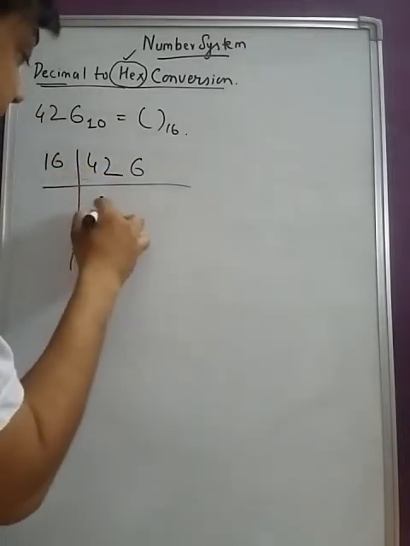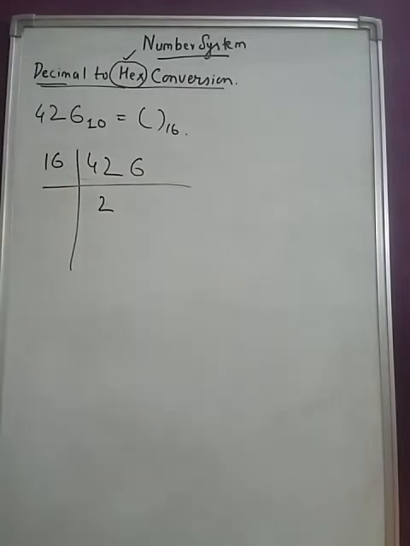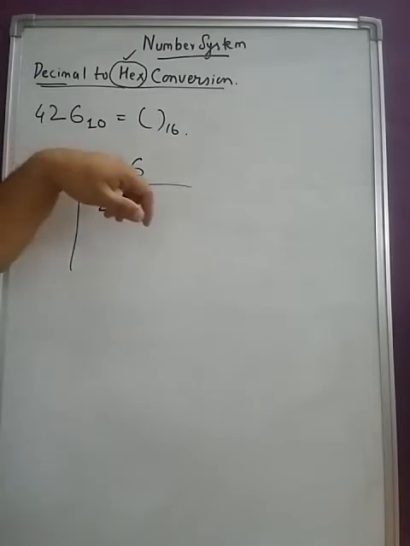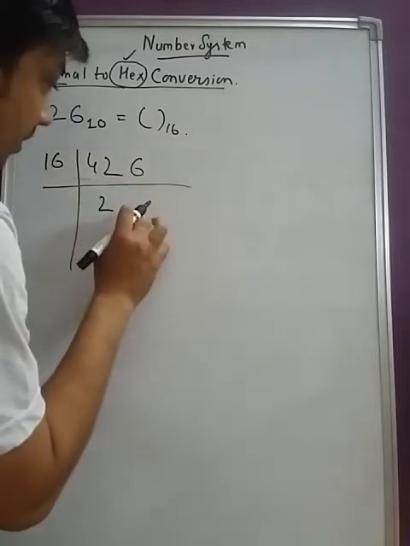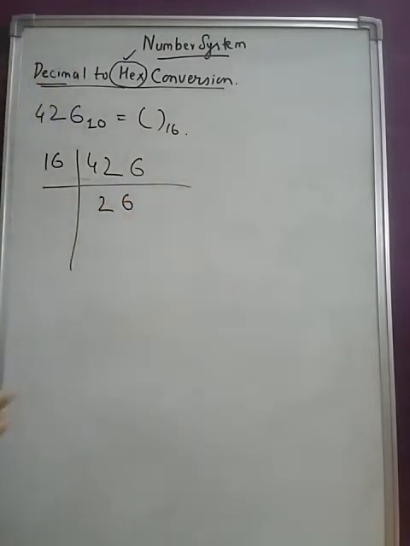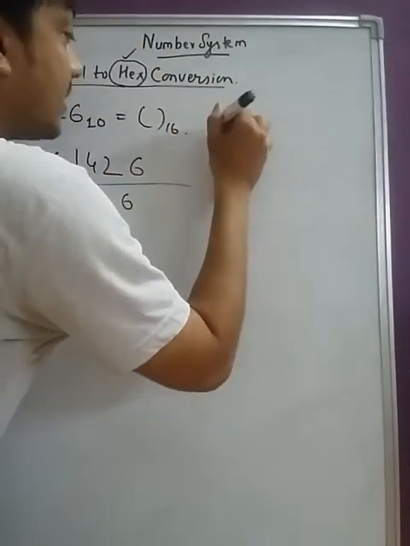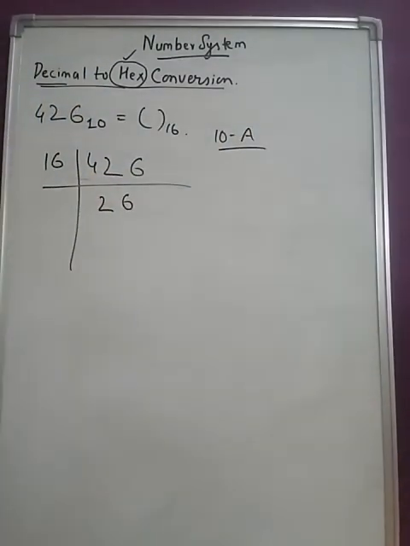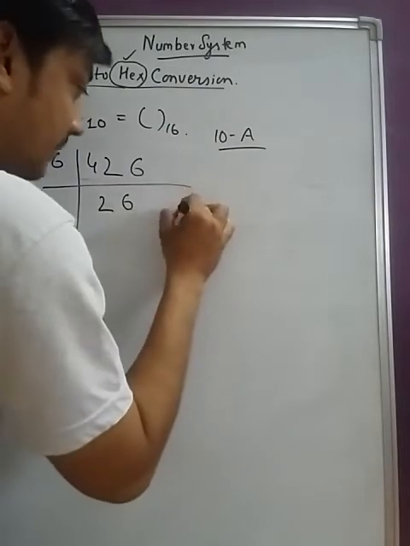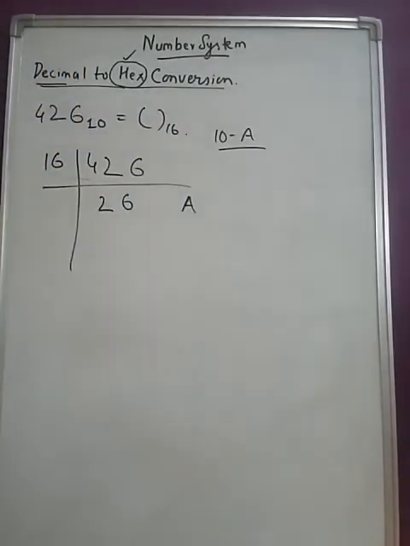16 times 2 is 32, and 106 remains. Then 16 times 6 is 96, and 10 will be the remainder. For the hexadecimal, 10 can be represented as A. So on the right hand side for the remainder, I will write A.